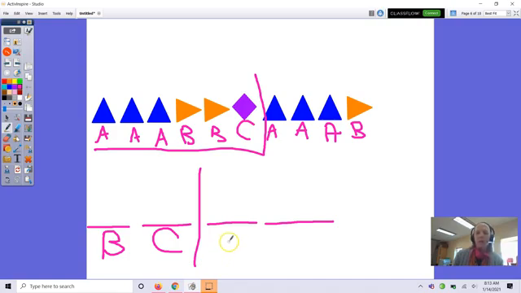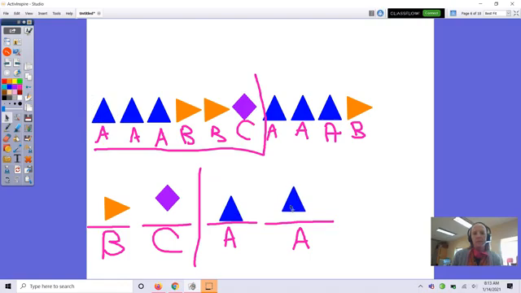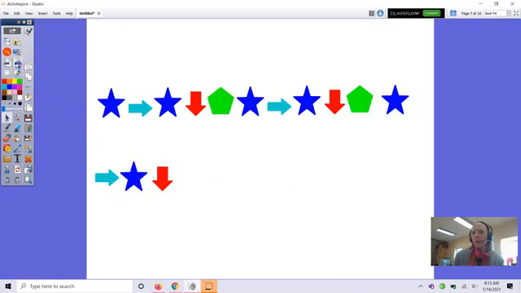And what does my pattern start with? You're right, an A. What comes after A? You're right, an A. Very good. You guys are rocking and rolling at this. So that would be what it would look like if I were to repeat the pattern.